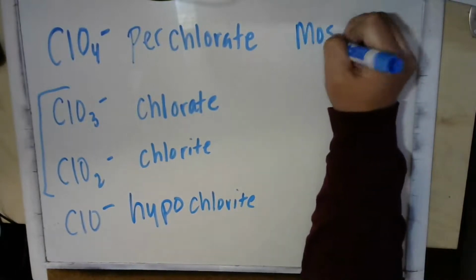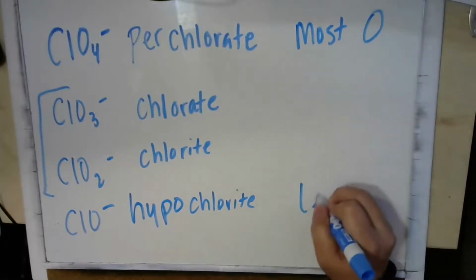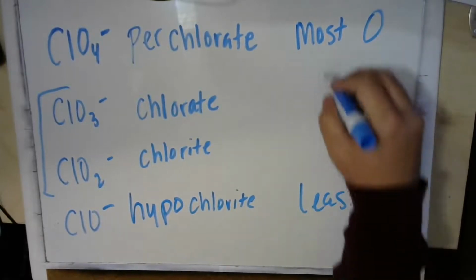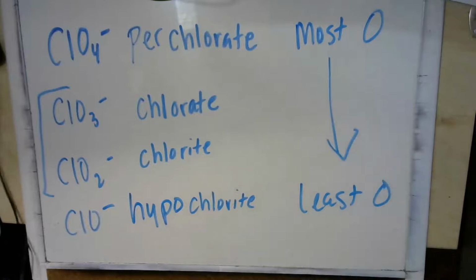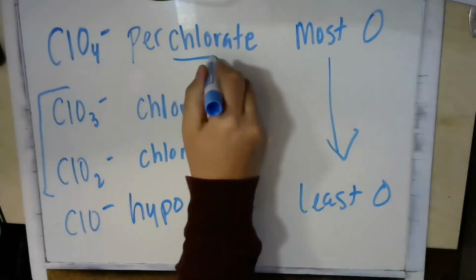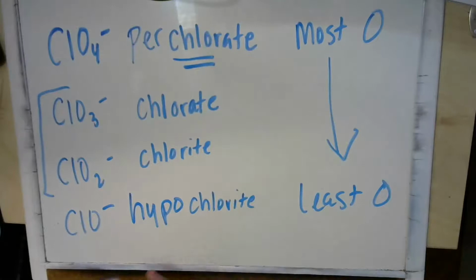Okay, so this is going to be the most oxygen. This is going to be the least oxygen, and that's the order that it goes. So you could see this with chlorine, with bromine, with iodine. All of these are potential oxyanion series that contain 4 ions in them.